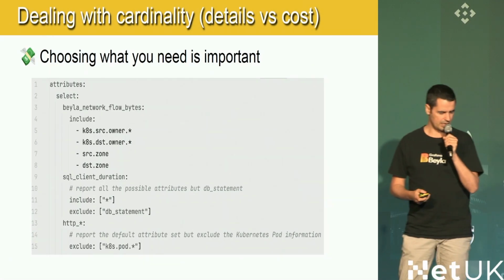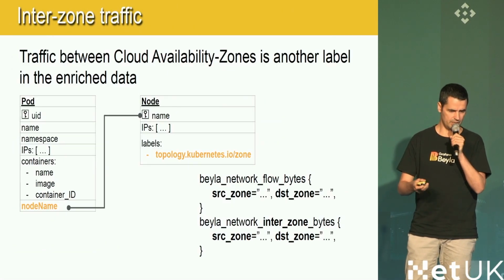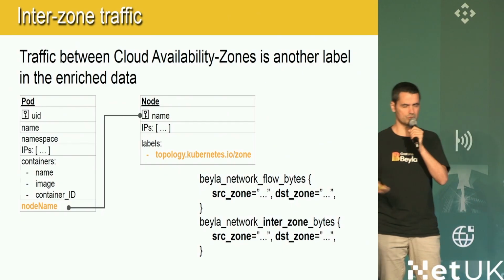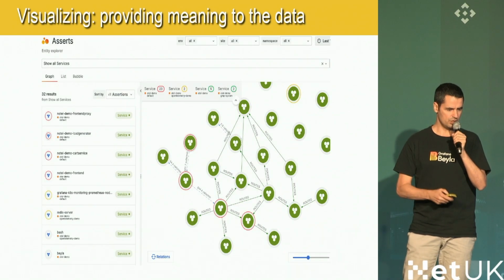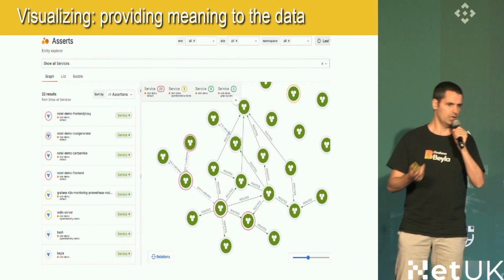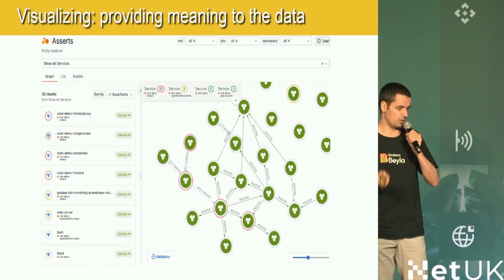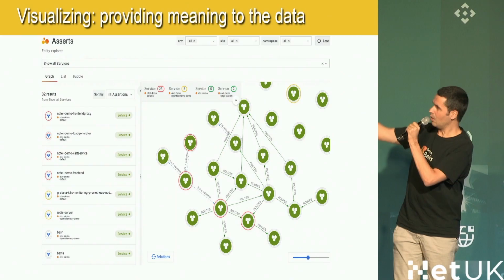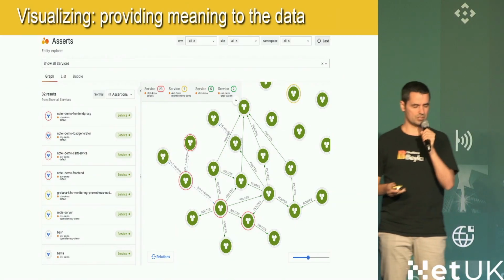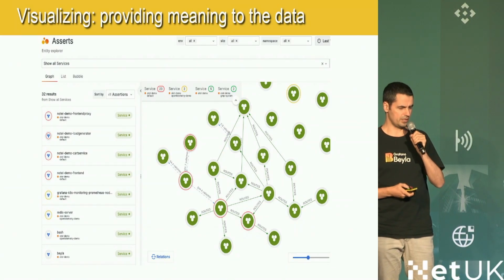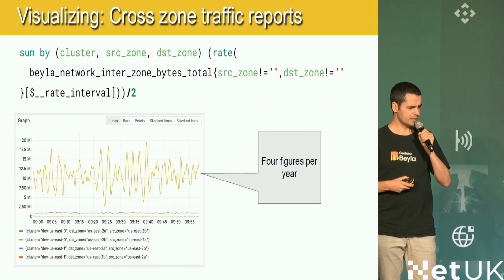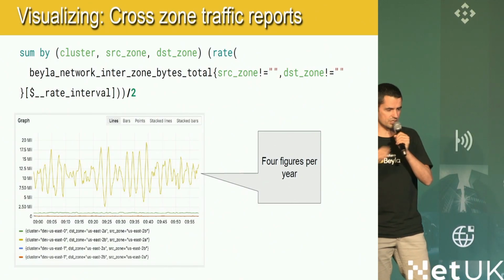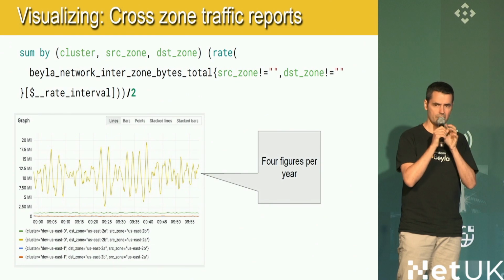When you have this metric showing you source and destination zones and names, you can use, for example, Grafana to build your service graph, and you will see all your pods and all your services, and how they communicate. And you can use query languages to visualize your data.